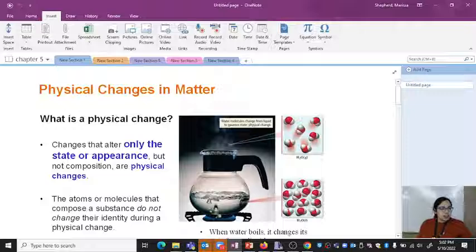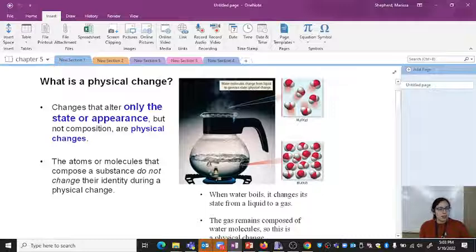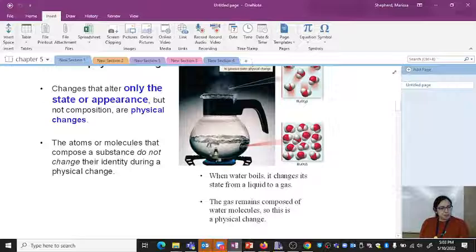Just to recap, a physical change is a change that alters the state or appearance, but not composition. You're not going to be rearranging any atoms. All you're doing is disturbing those intermolecular forces. One substance that is an awesome example of this is, of course, water. You can see water in the solid state as ice. Take that ice out, let it sit on your counter, and it starts melting. That would be a physical change.